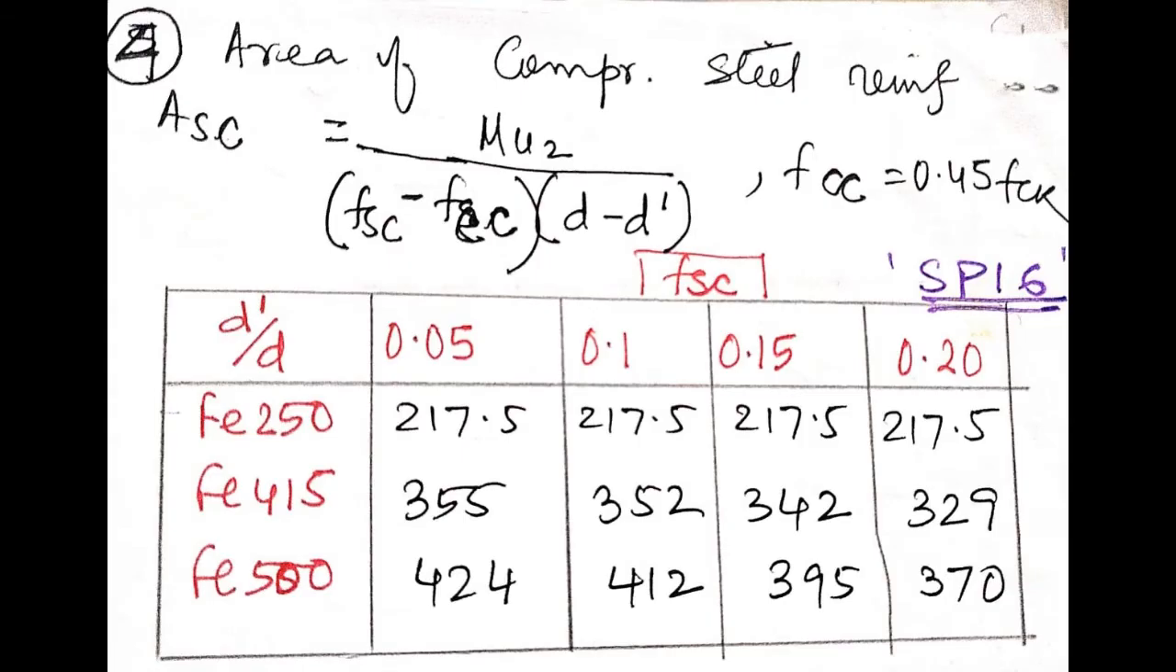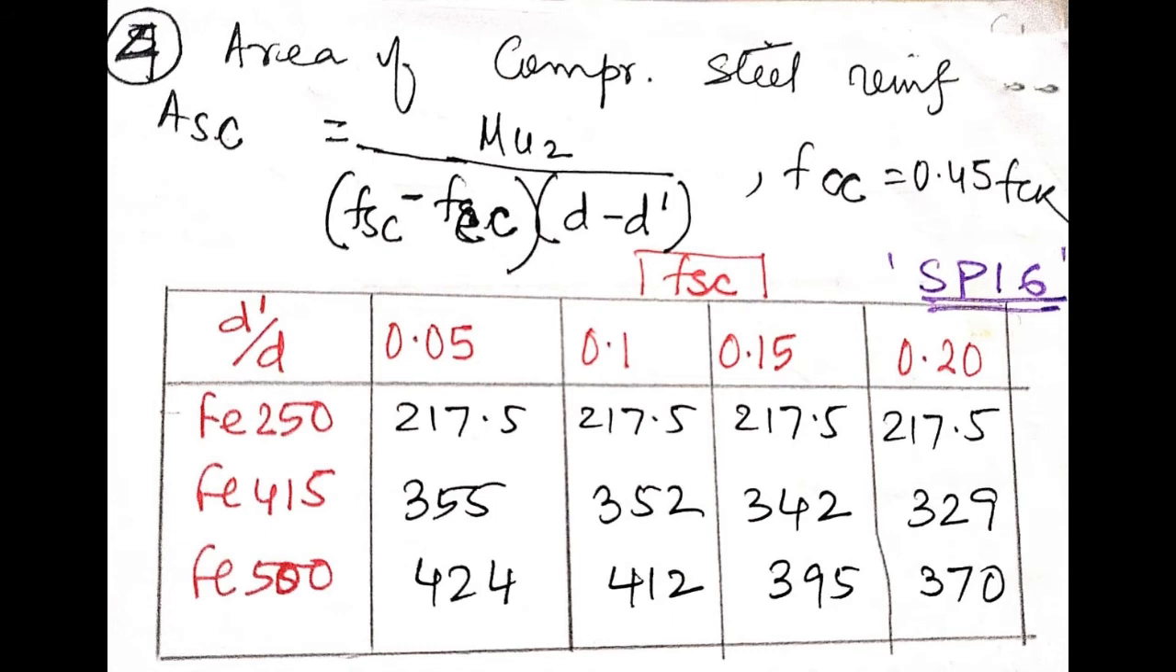Next, we have to provide the steel reinforcement in the compressive zone also. So how to find out the area of the compressive steel reinforcement? Asc is equal to again that additional moment Mu2 divided by (fsc minus fcc) within bracket, then multiplied by (d minus d dash).